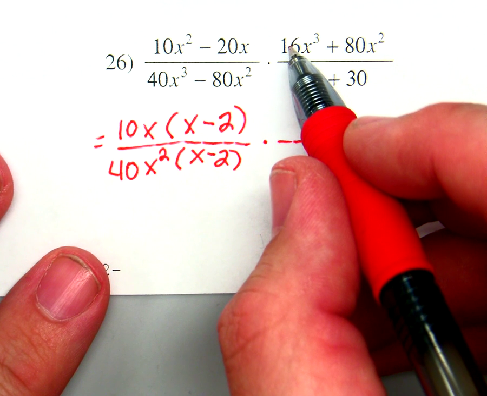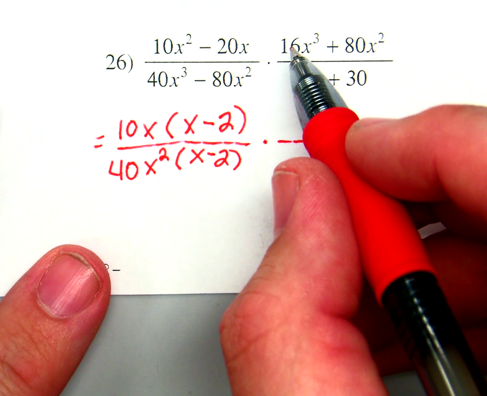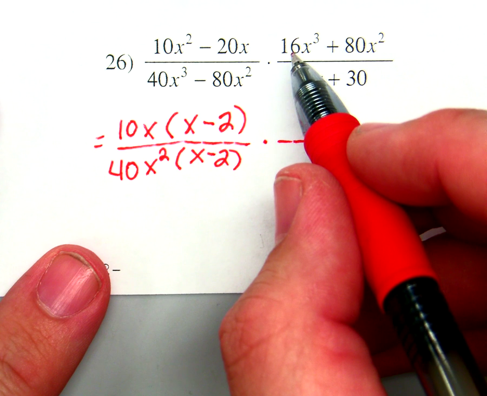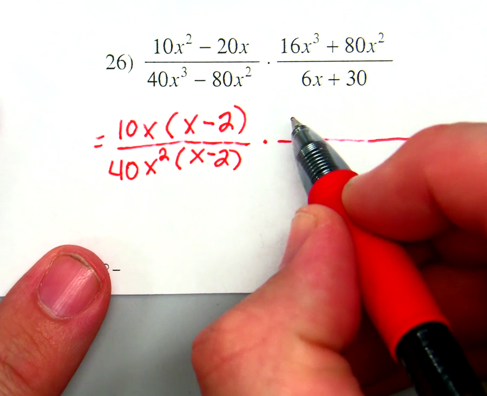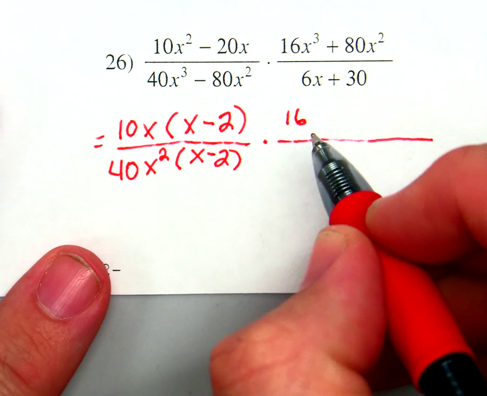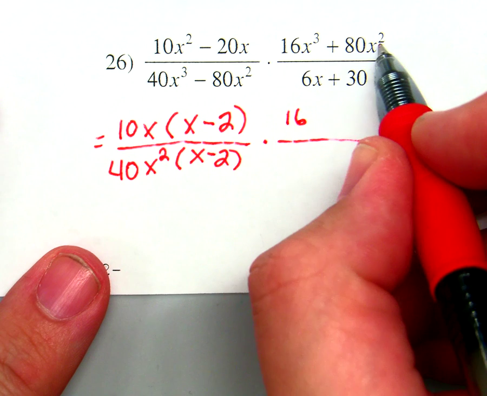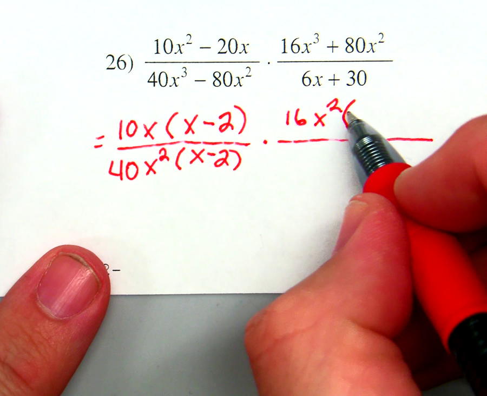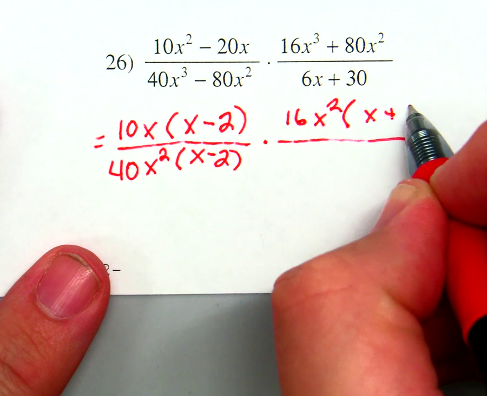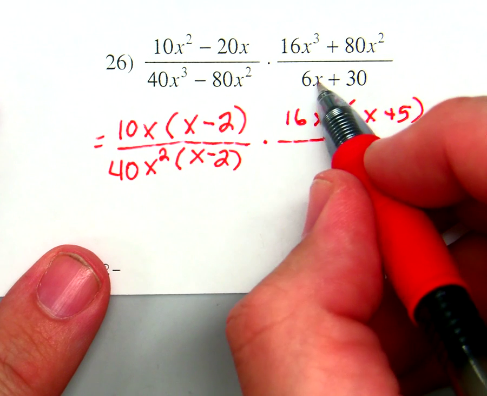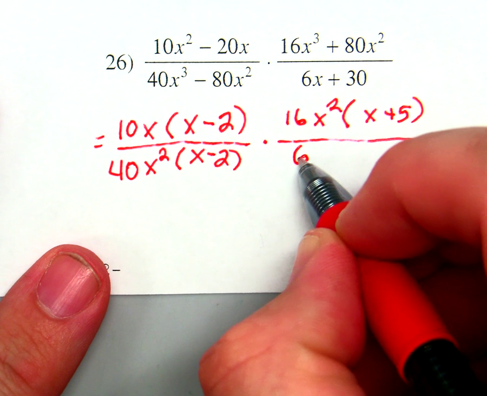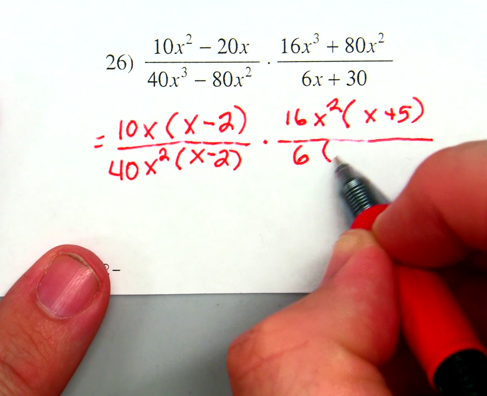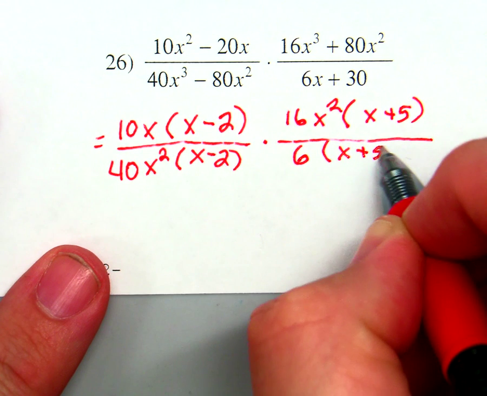Now over here, I have a 16 and an 80. Is it going to be 16 or is it going to be 8? I think 16 can do that. 16 times 5 I think is 80. So I could take out a 16 and then I'll take out an x squared, and I'll be left with x plus 5. And now, with 6 and 30, I could take out a 6, and then x plus 5, because I can't take out anything else.